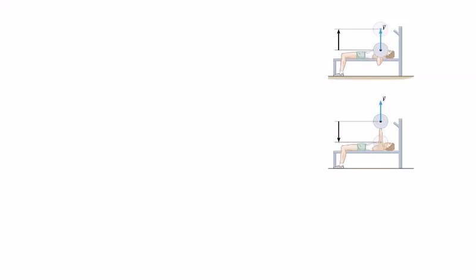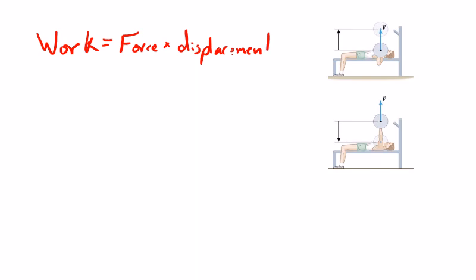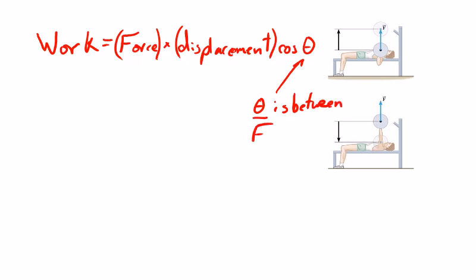I just want to make a quick extra little comment about work. So we know that work is equal to the force multiplied by the displacement, and then multiplied by the cosine of the angle between those two. So theta is between your force direction and your displacement direction.